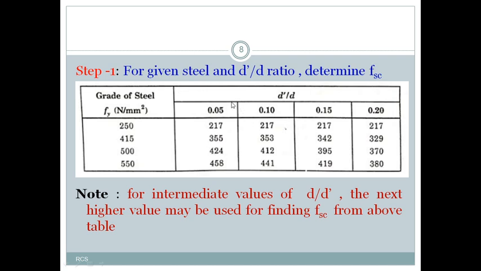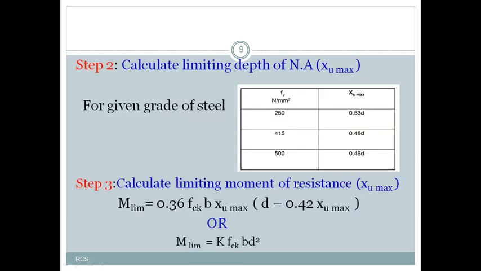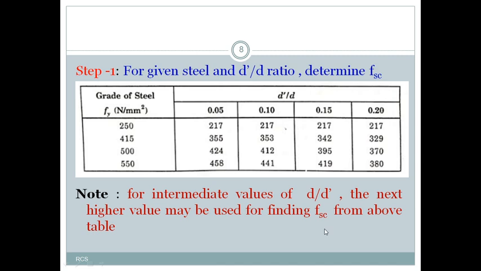Then we may get some intermediate values. For that also, SP16 has given one provision that for intermediate values of d dash by d, the next higher value may be used for finding fsc from the above table. Suppose you get a d dash by d ratio of 0.09. What will be the next higher value?